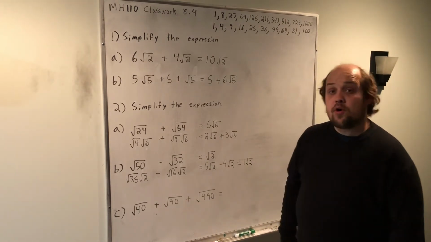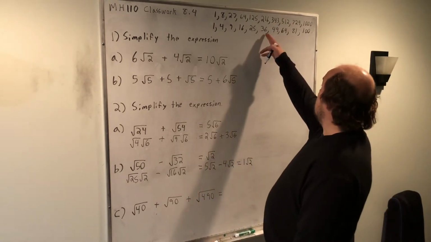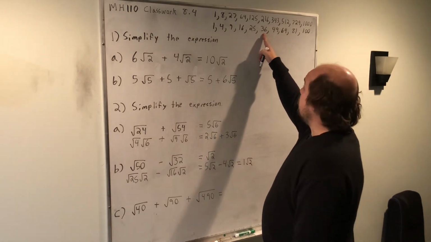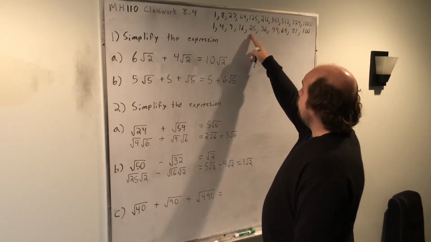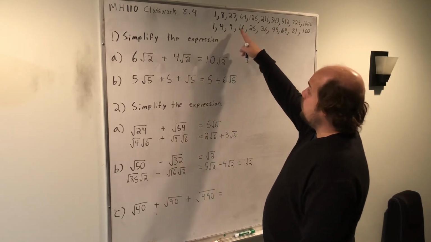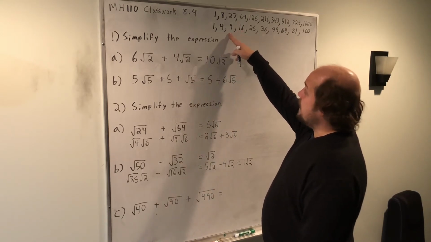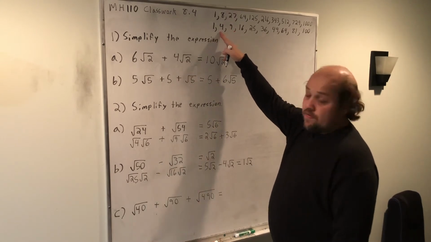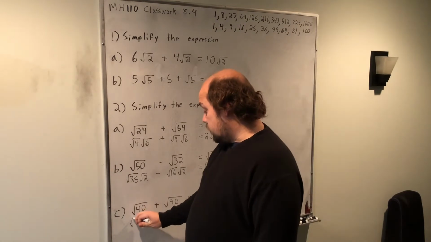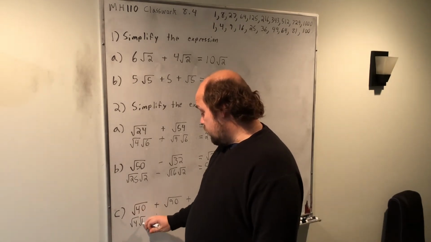When I go to do part C, 40, the first one smaller is 36, so I do 40 divided by 36, I don't get a whole number. 40 divided by 25, I don't get a whole number. 40 divided by 16, I don't get a whole number. 40 divided by 9, I don't get a whole number. 40 divided by 4, I do. I get 10. So I can break this up into the root of 4 times the root of 10.